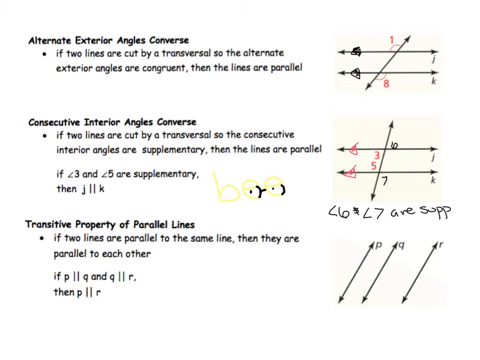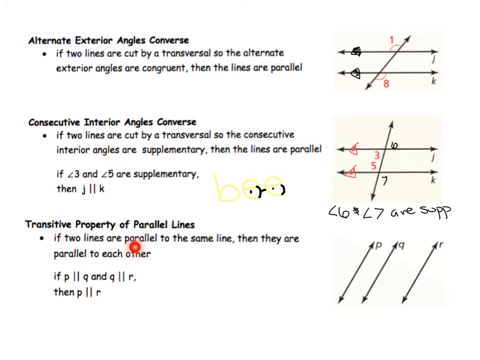Also, don't forget about consecutive exterior angles. Okay, so example here, angle 6 and angle 7, which I just wrote in. If they are supplementary, then therefore these two lines, J and K, would also become parallel. All right, so do not forget about consecutive exterior as well.